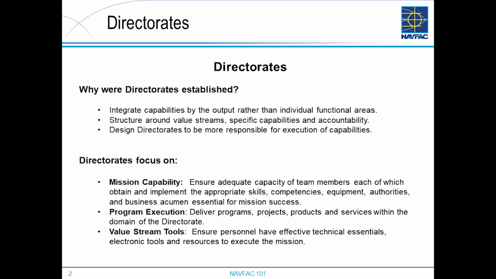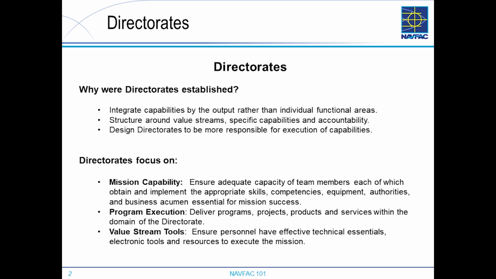The other reason why the directorates were created was to structure around value streams, specific capabilities, and accountability. So a value stream means a sequence of activities necessary to deliver a product and service to a customer or internally. So again, it is still part of that first bullet of integrating capabilities by the output, rather than the individual functional area.